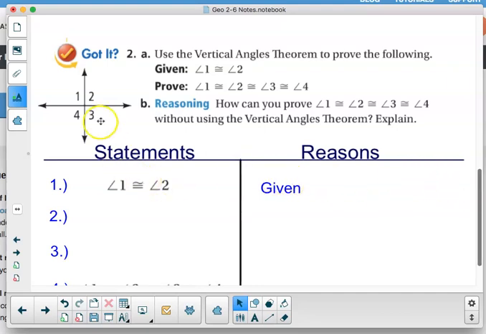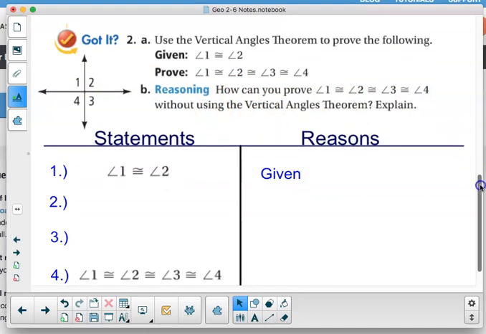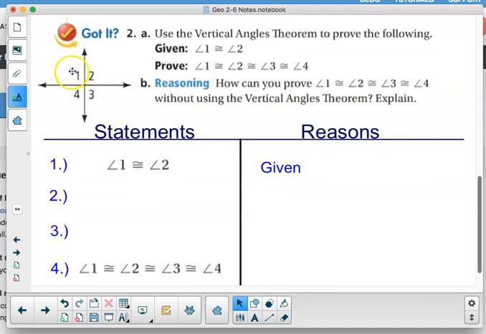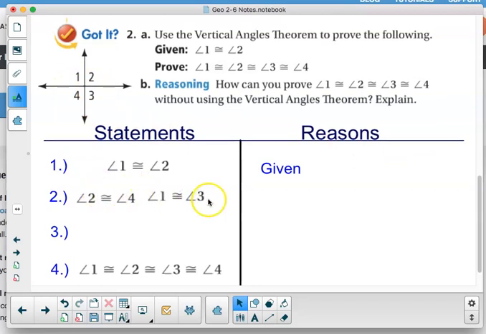Now, I know 1 and 2, and I'm going to do exactly what I did before on this. I know 1 and 2 are there, but I also know that 1 and 3 and 2 and 4 are vertical angles to each other. So by vertical angles, I know these are congruent to one another.